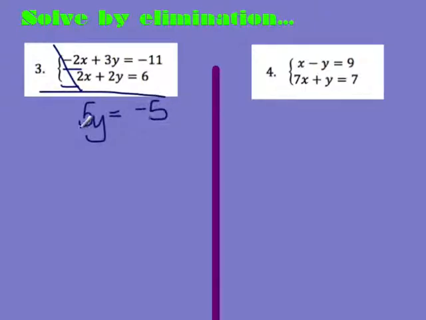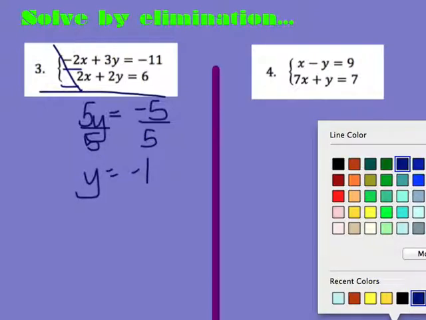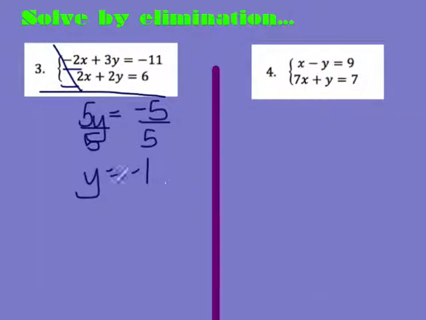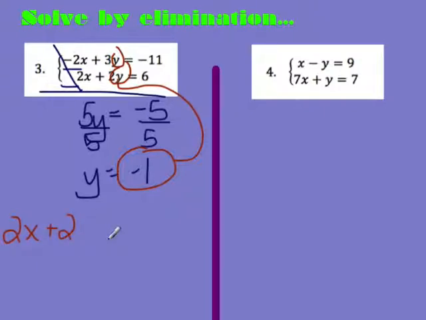So now I'm going to divide both sides by 5 so I can solve for that y. Negative 5 divided by 5 is negative 1. So now I know that y is equal to -1. So I can plug in to either equation. It doesn't matter. I'm going to use the second one just for something different. So my 2x stays the same. Now I'm going to remove my y and put in a -1 instead. And everything else stays the same.